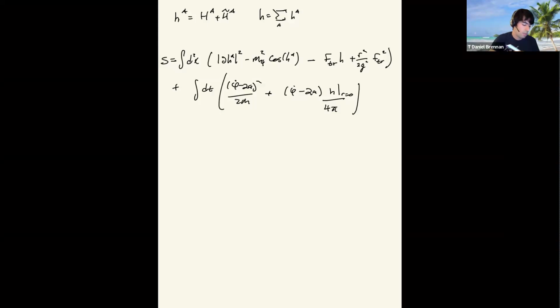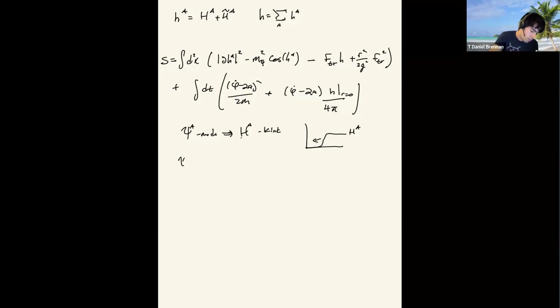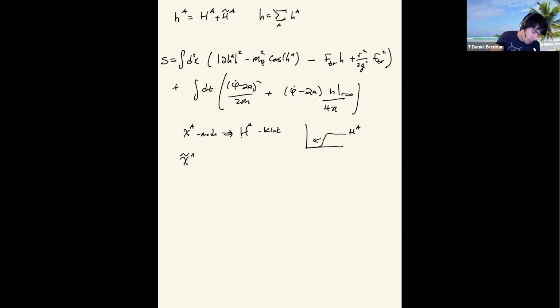And so what's happening is that in the bosonic language, a chi mode is an H kink. So here you have some soliton like this that is scattering inwards. And similarly, a chi tilde mode is an H tilde kink, which is outgoing.